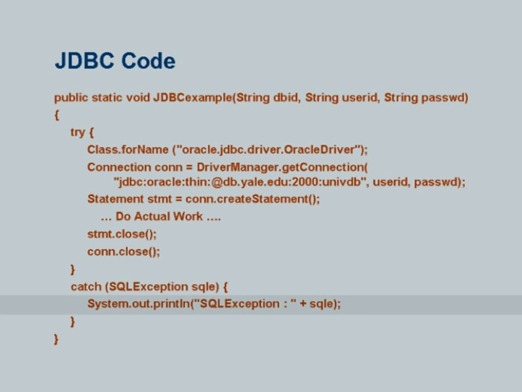So this catches all SQL exceptions and then prints the error message. It prints a string followed by sqle. That object itself is simply going to convert the error message into text and output it. So you know what went wrong. Maybe it couldn't open the connection. That will be an exception. Maybe when it was doing actual querying, there was an error. That would also get caught and be displayed.